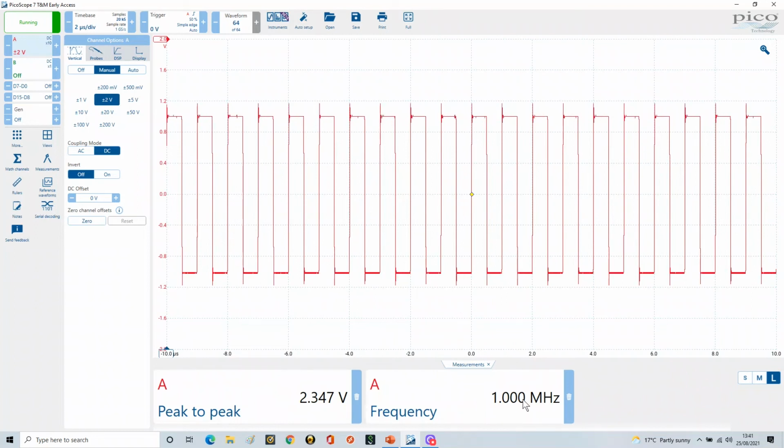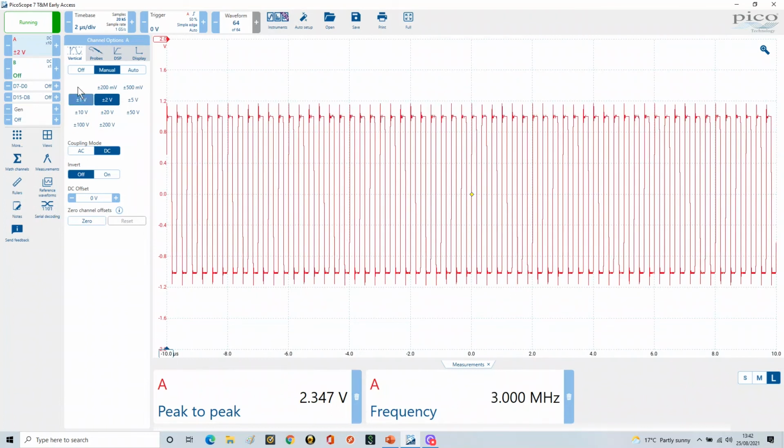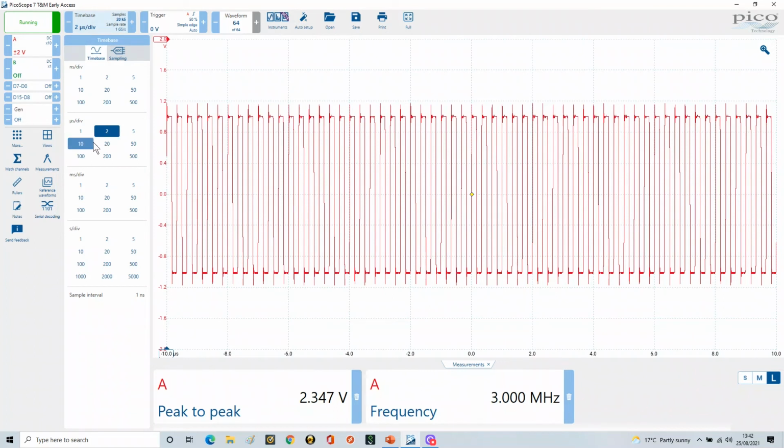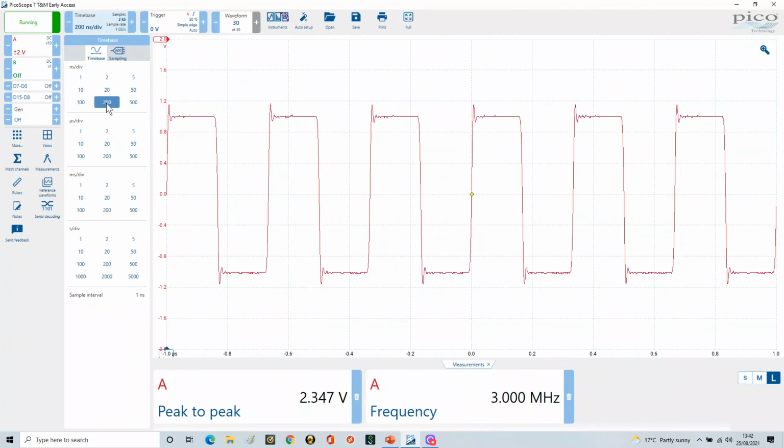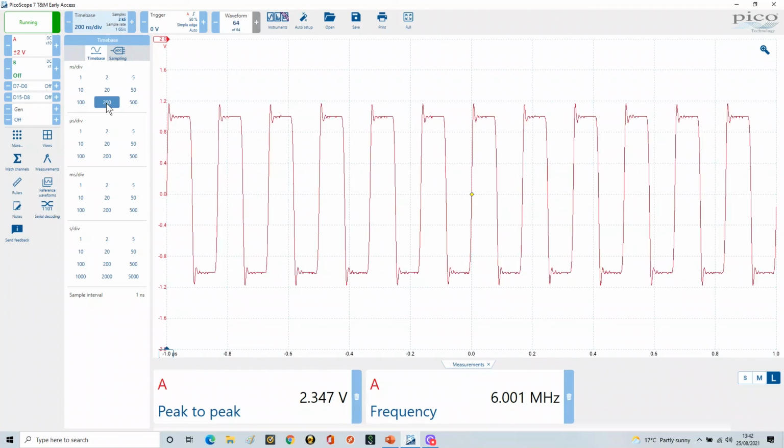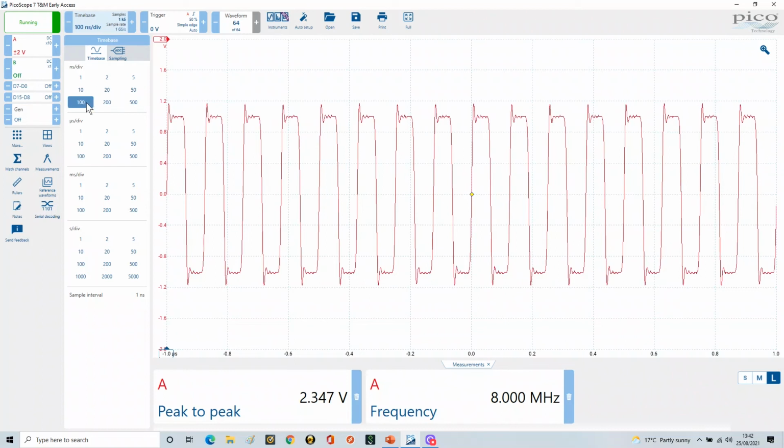And now what I'm going to do is increase this and see what happens. I'm just going to open up the time base here and open up a bit more. There we go. And look, examine this. So we're on 3 megahertz now, 4 megahertz, 5. And I'm just going to increase the time base again.